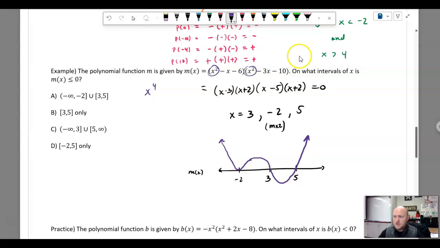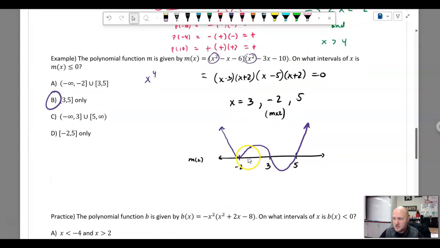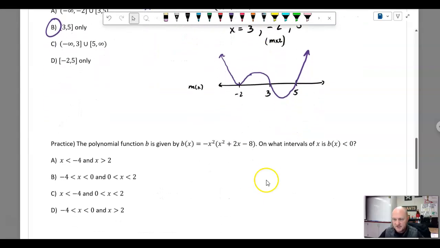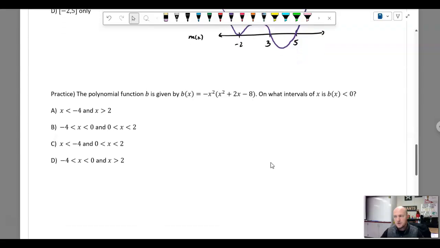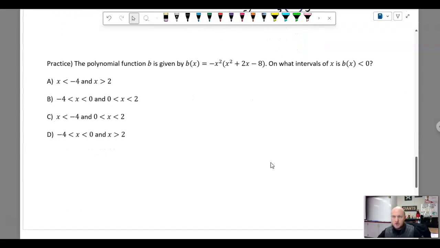Okay, so where is our graph negative, less than or equal to 0? It looks like it's just between 3 and 5. Answer is B. Wasn't that easy? So much easier than testing. Testing is really important, though, when we get to rational functions. Okay, here you go. I want you to pause the video and try this example here. Pause me, try this one.